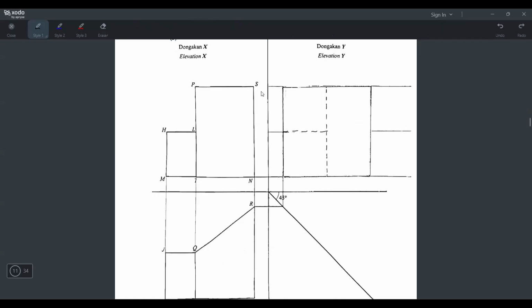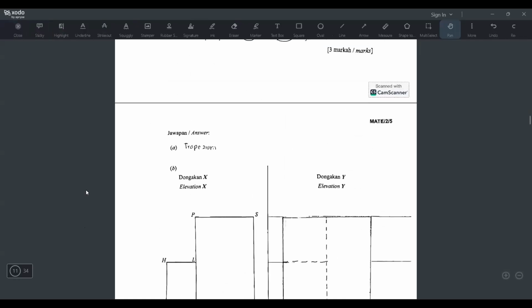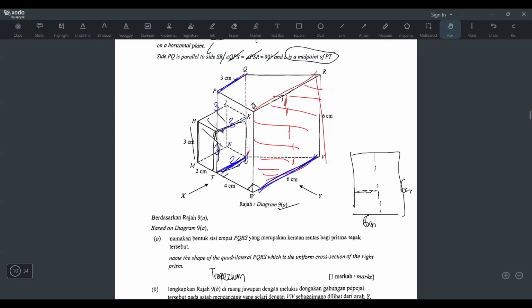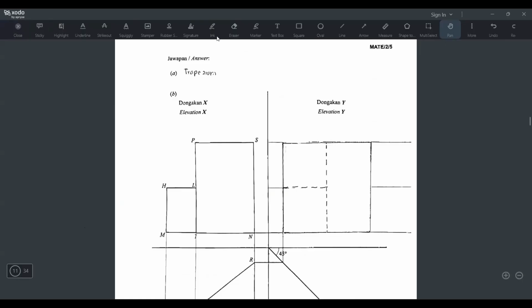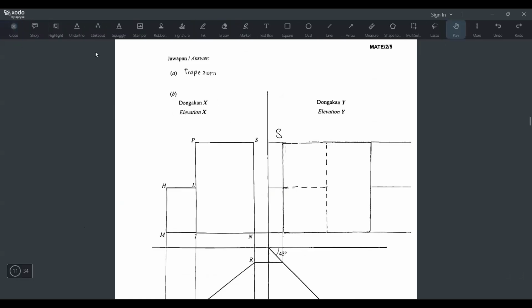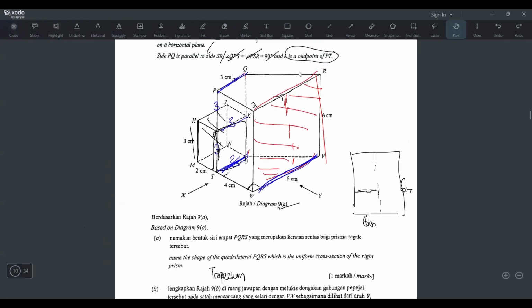So let's label what's here first. At the top left, it should be this point, which is S, right? So we write S. And then what about at the top right? Top right, it will be R, right? This will be R.